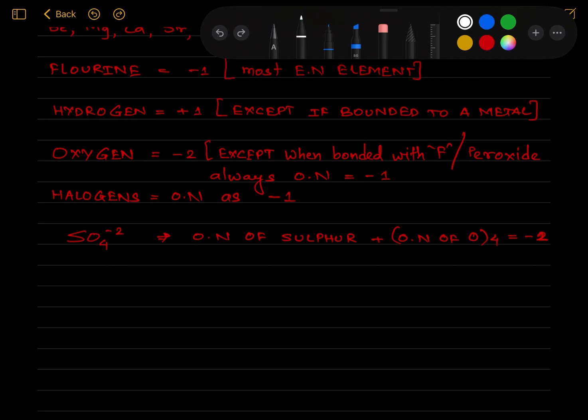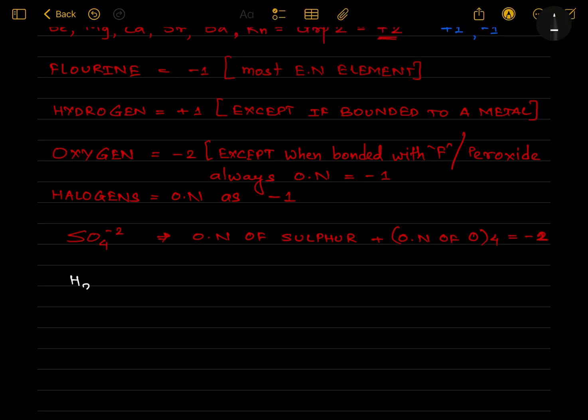Let's suppose we have a molecule like H2O. In this, let's say I want to find out the oxidation state of hydrogen. How would I find out? Let's say the oxidation state of hydrogen is X. I don't know it, let's assume that. How many hydrogens are there? There are in total 2 hydrogens. Plus, what is the oxidation state of oxygen? Usually, it's always -2. So plus -2 should be equal to what? It should be equal to 0.